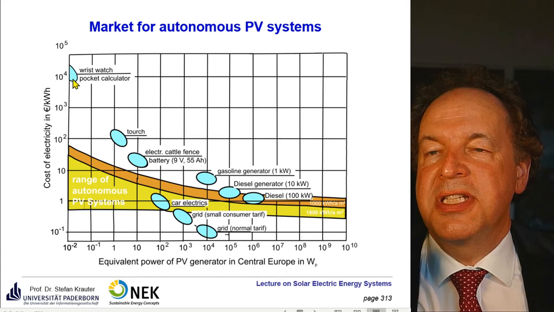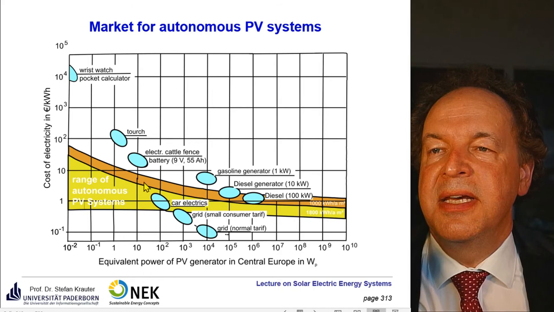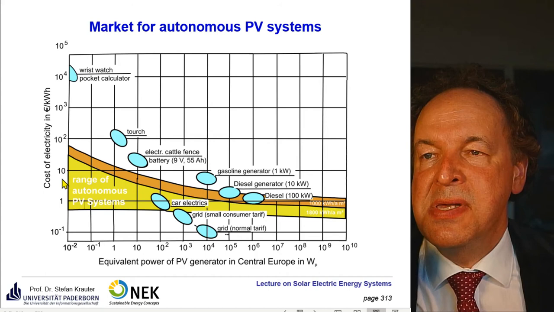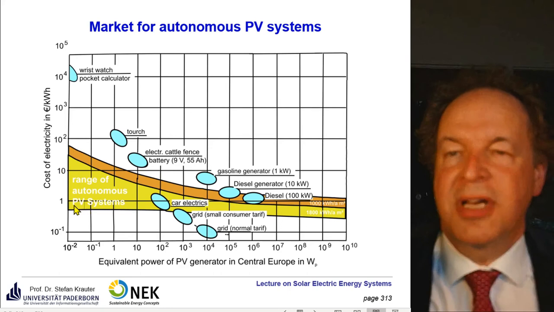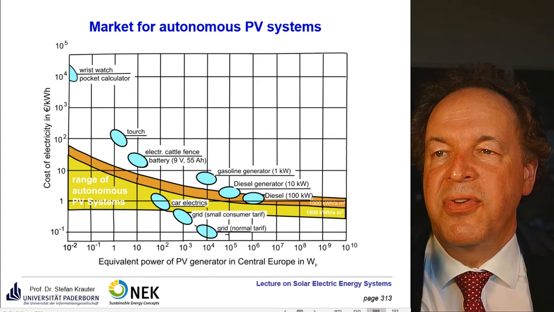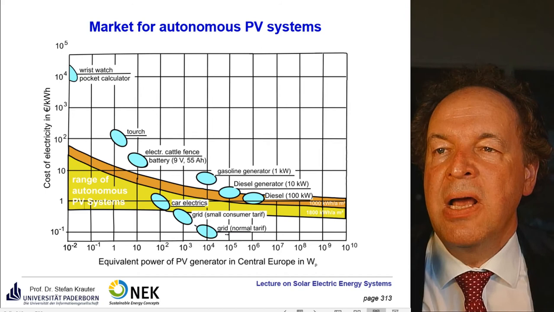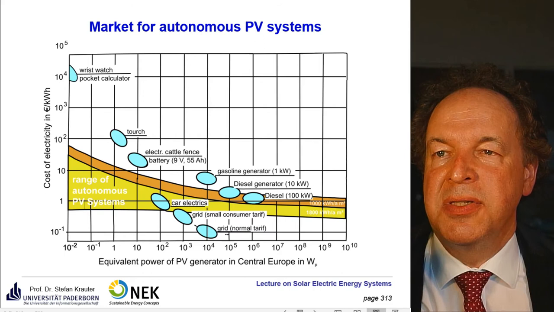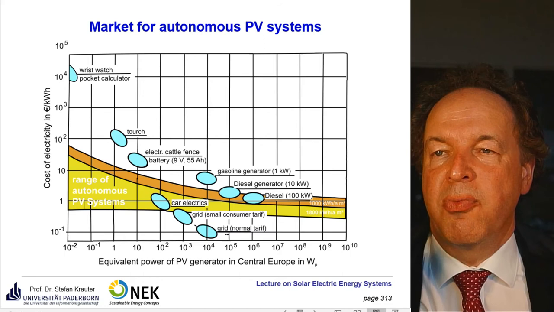And there, if you take a look, the yellow part and the orange part is the cost of equivalent photovoltaic systems. So they are by far much cheaper. So it makes complete sense to buy a pocket calculator or a wristwatch with an included solar cell. The same applies for torches or electrical cattle fences. If you're hiking in summer in the Alps, you will see that most cattle fences now have a small PV panel because it's much cheaper than the battery.